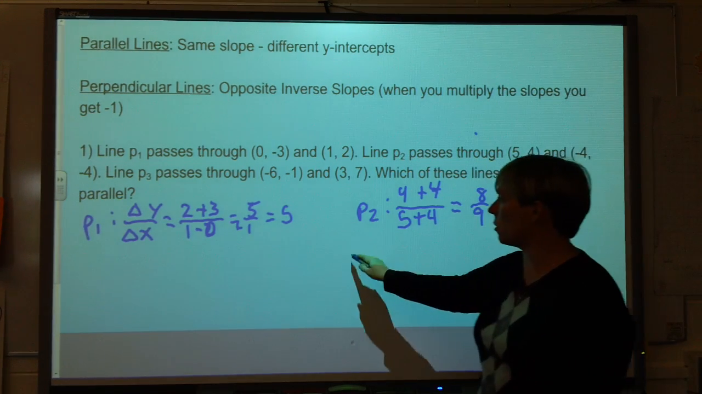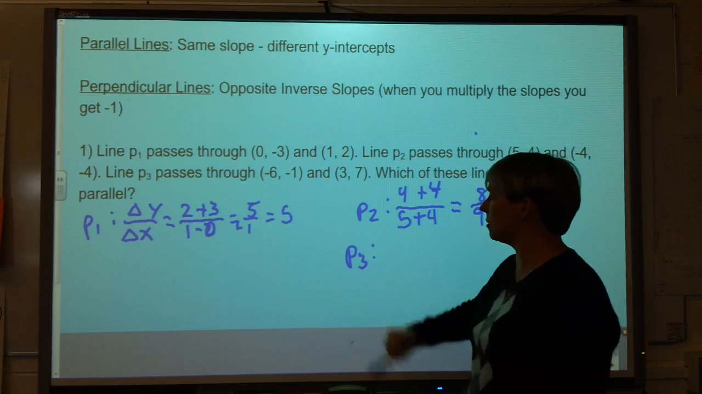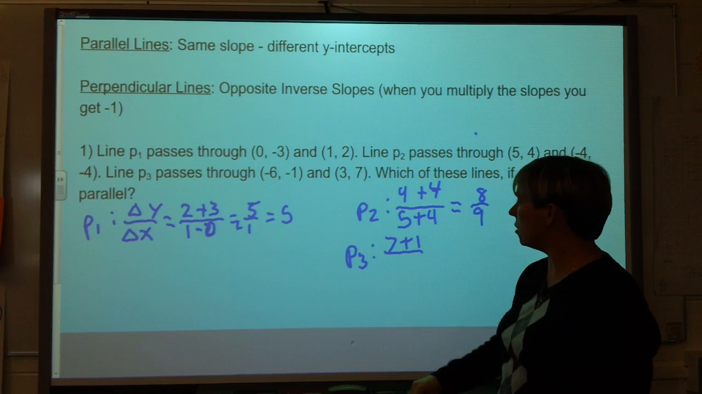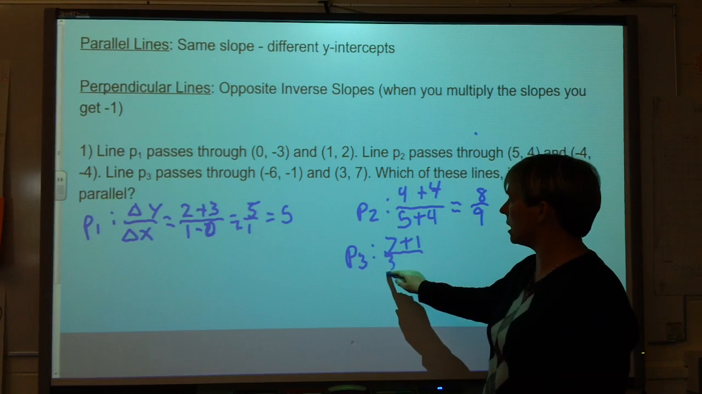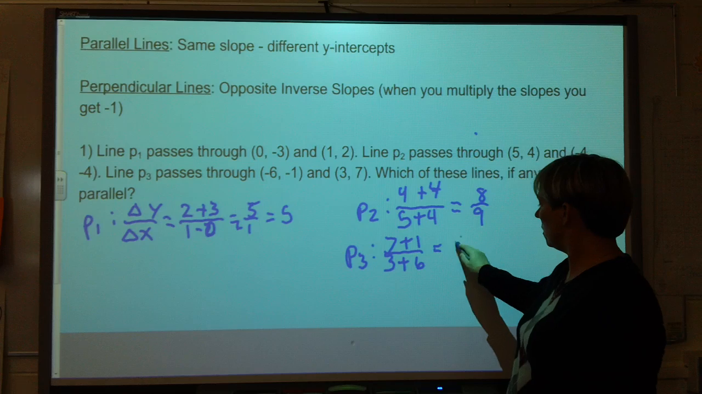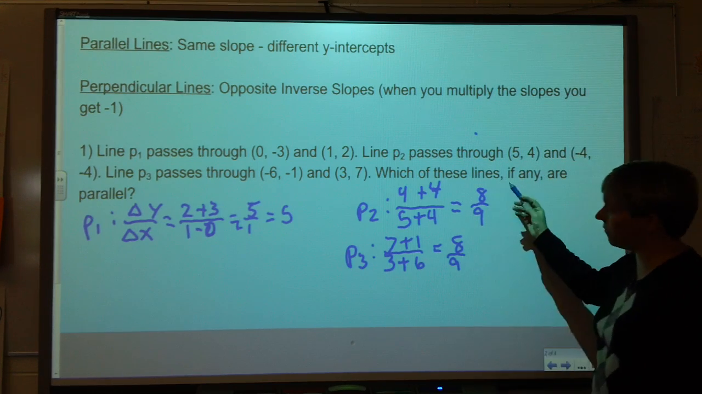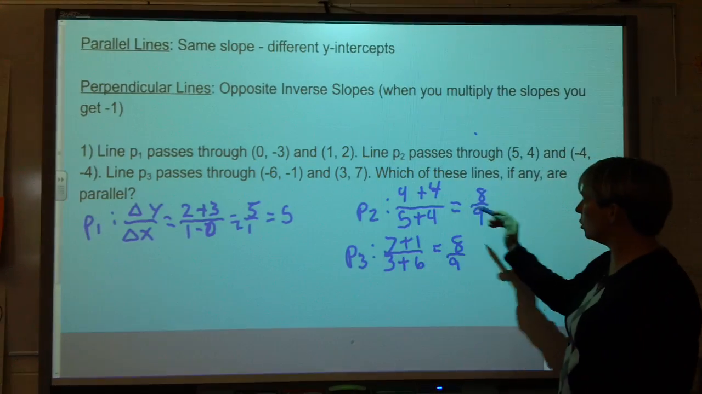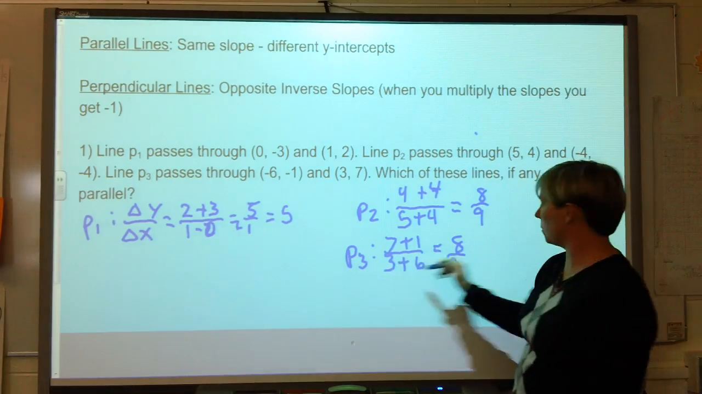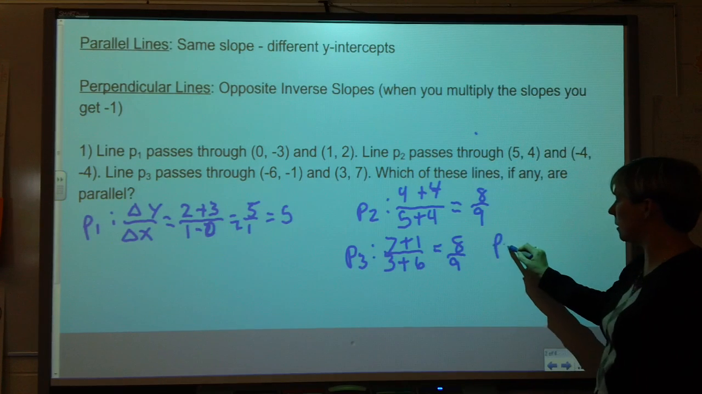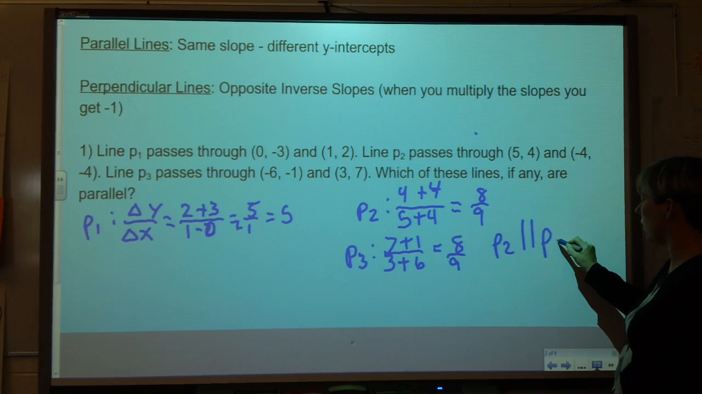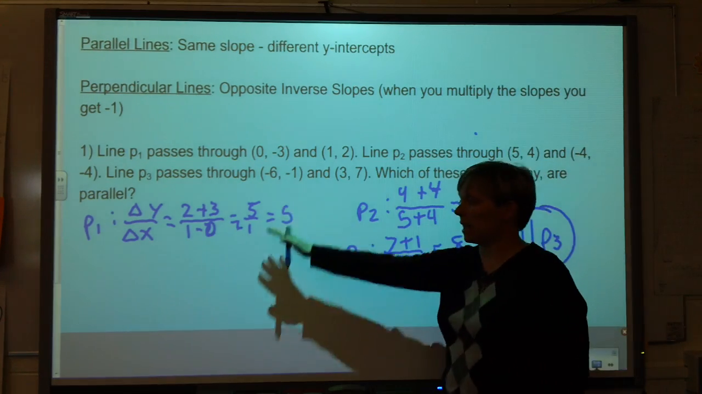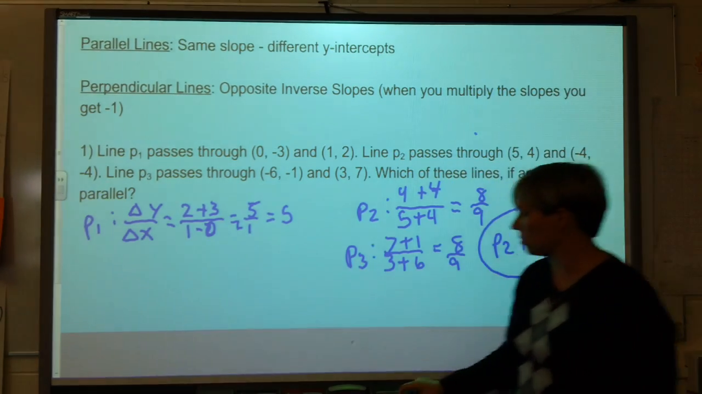Lastly, I need to find the slope for my third line, P sub 3. I'm going to do 7 plus 1, change in y, over change in x, so that gives me 3 plus 6, which gives me 8 over 9. So what I found here is P sub 1 has a slope of 5, P sub 2 has a slope of 8/9, and P sub 3 has a slope of 8/9. So I can say P sub 2 is parallel to P sub 3, and I can't say anything else as far as this question is concerned.